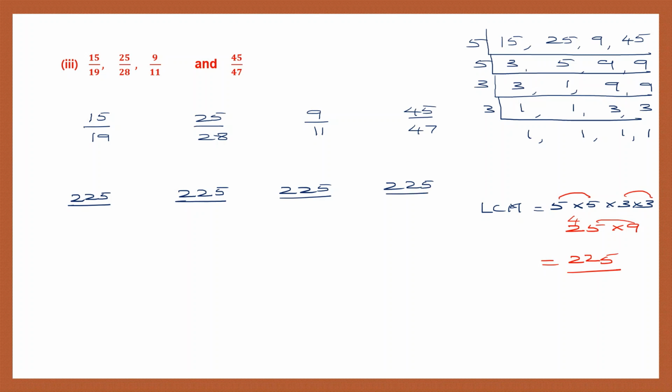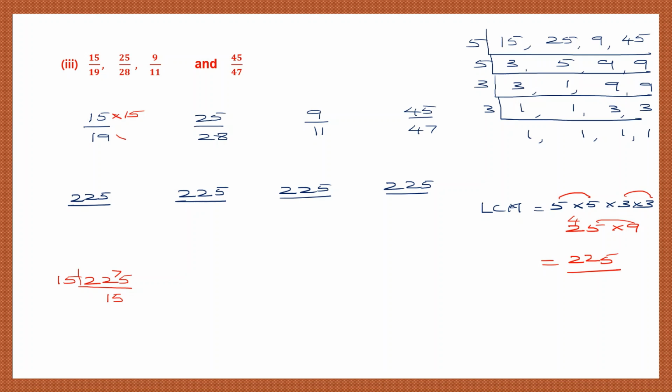Now let's see. 15 into what? Look at the first numerator, it's 15. 15 into what will give us 225? To find that, we have to divide 225 by 15. Let's do that. We can do short division. 15 ones are 15, but the number is 22. So 22 minus 15 is 7. So I put 7 there. So now it is 75. 15 fives are 75. That means if I multiply 15 by 15, I'll get 225.